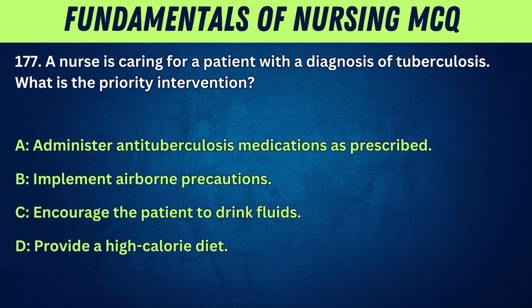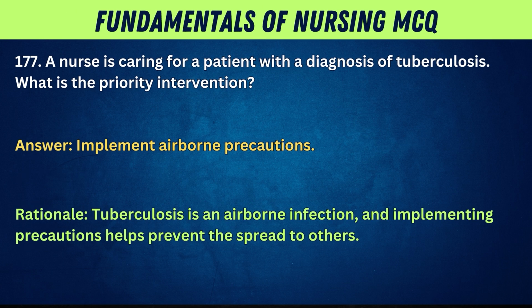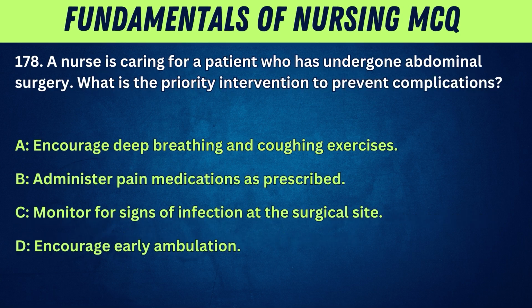Administer anti-tuberculosis medications as prescribed. B. Implement airborne precautions. C. Encourage the patient to drink fluids. D. Provide a high-calorie diet. Answer. Implement airborne precautions. Rationale. Tuberculosis is an airborne infection, and implementing precautions helps prevent the spread to others.